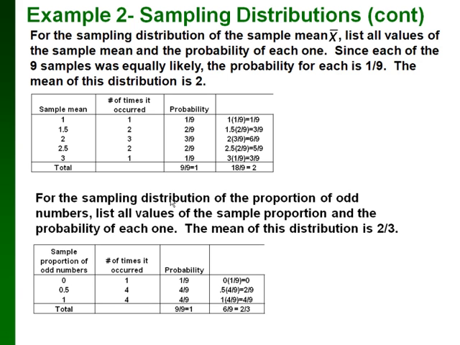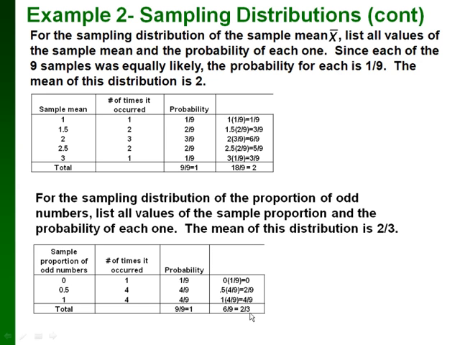Now if we look at the sampling distribution for the proportion of odd numbers, we're going to do the same thing. So here we have all the possible values of our sample proportion. This is our random variable in this column, and next to it is the number of times that each one occurred, so the frequency of each one of those values. And again, since each of those 9 samples were equally likely, our probabilities are just 1/9 times the frequency of each one of those sample proportions.